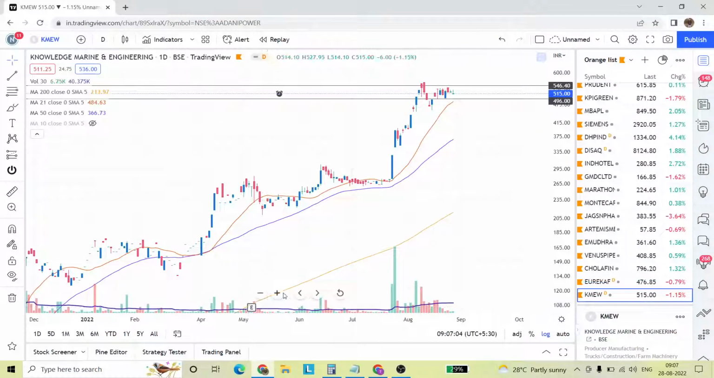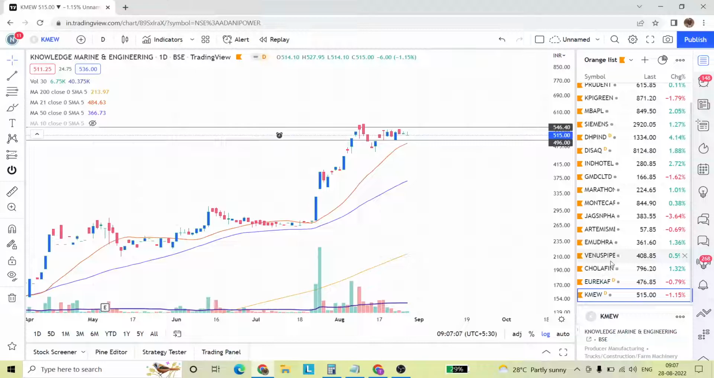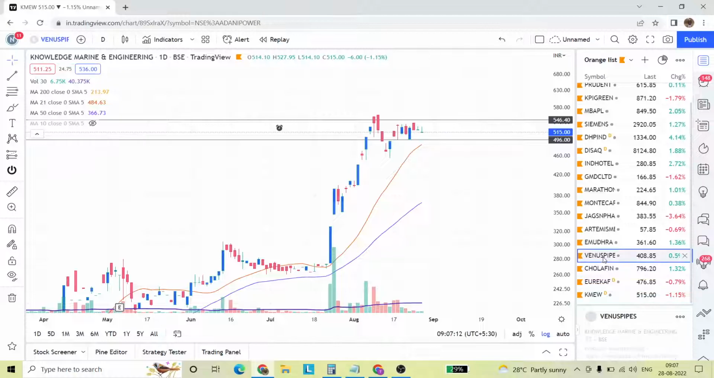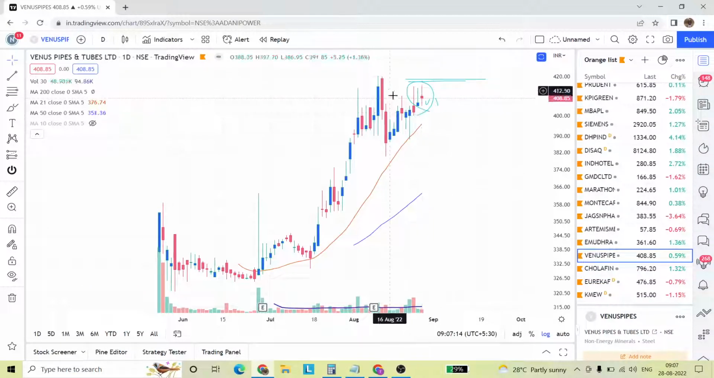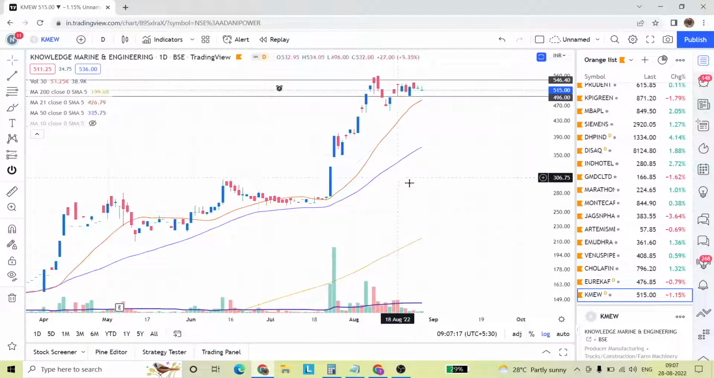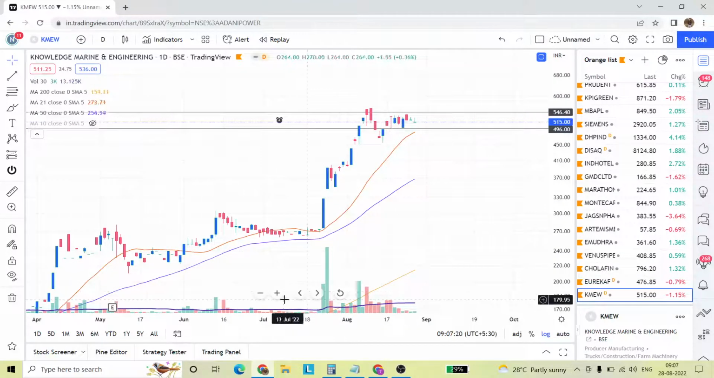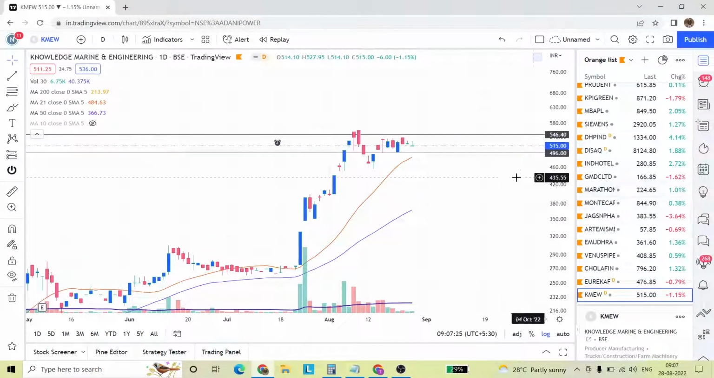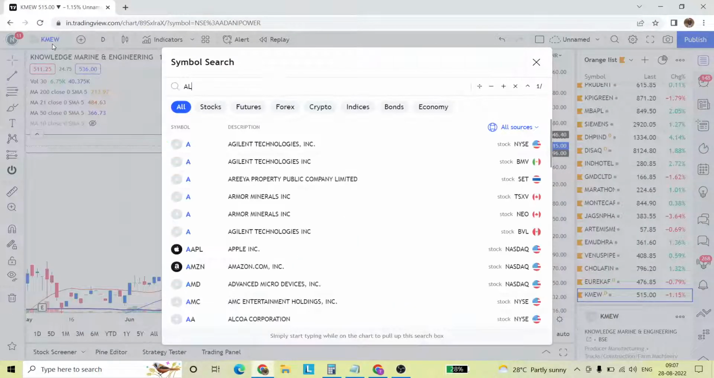Now again, see this, I showed you with Alpha Vision, I showed it with Venus Pipe. Alpha Vision, I've shown you that it is running and performing well. Venus Pipe is showing some similar kind of pattern, and Knowledge Marine is also showing very similar. Same patterns will perform, guys. Every time the patterns will repeat itself. Falls down, makes a tight base with no volume, saying that there is no supply. If it breaks up, you know what will happen? Let me show what will happen.